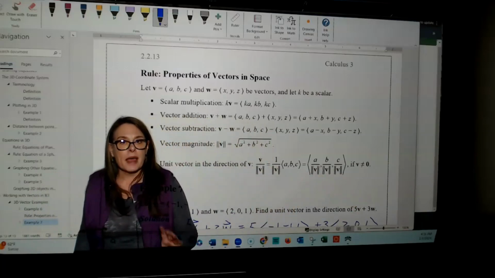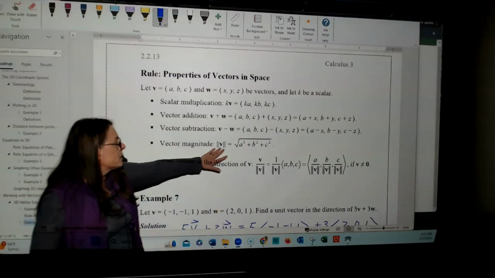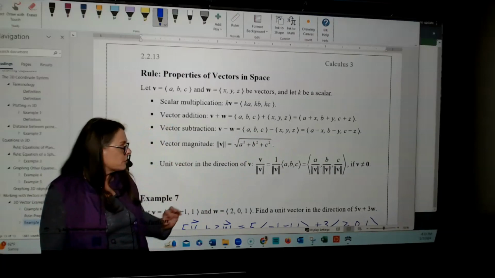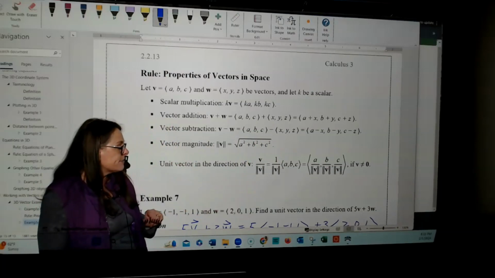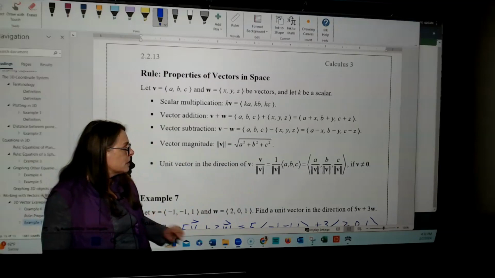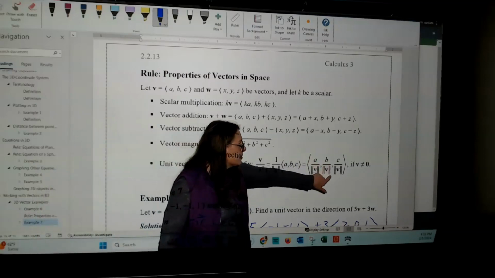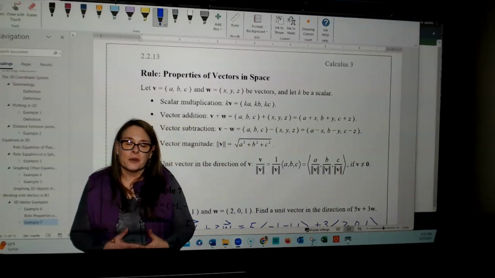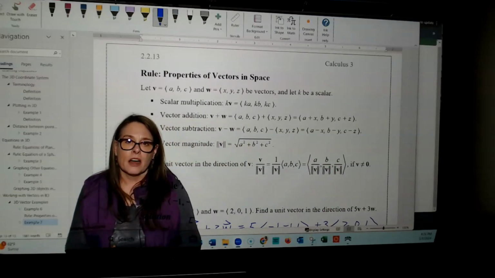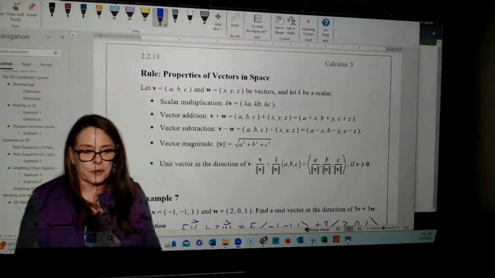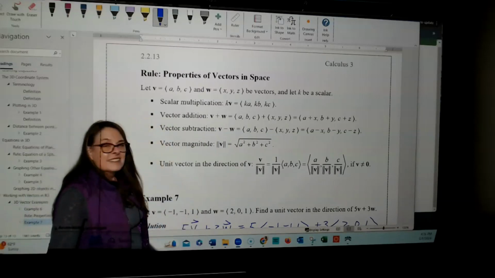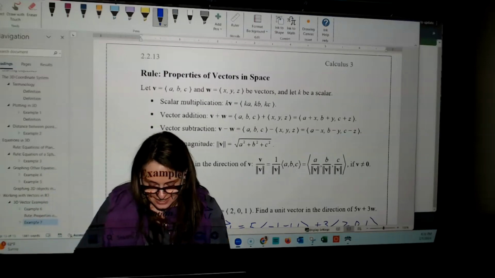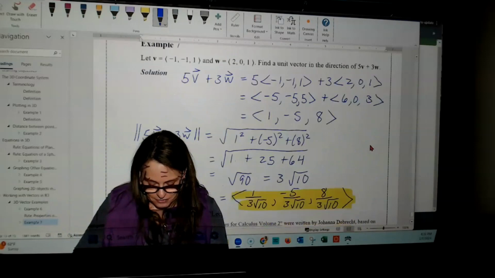Then we have to find its magnitude using the formula that you see here. Once we have the magnitude, to get the unit vector in the same direction as 5v plus 3w, we divide each component of the vector by its magnitude. Go ahead and pause the video, then work it out and turn the video back on so we can compare and see how you do. Okay, so it's time to see how you did. This is our last example, so hopefully it went well for you.